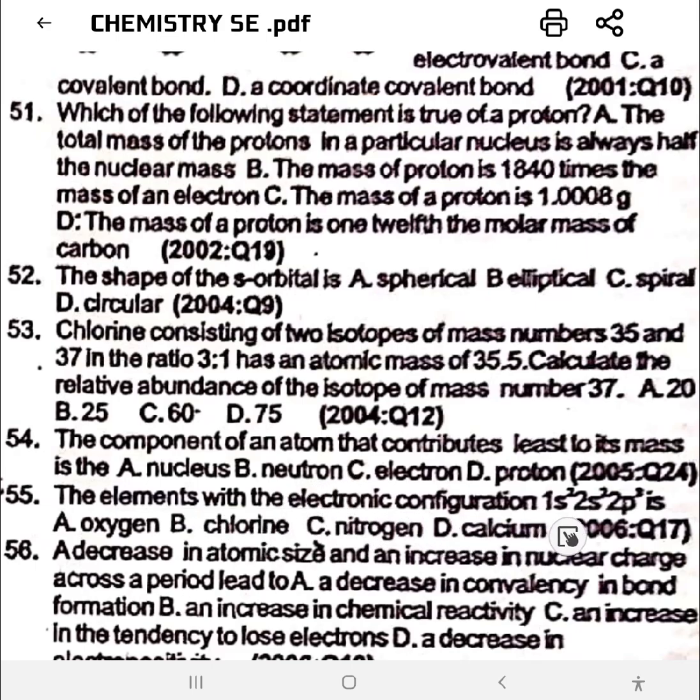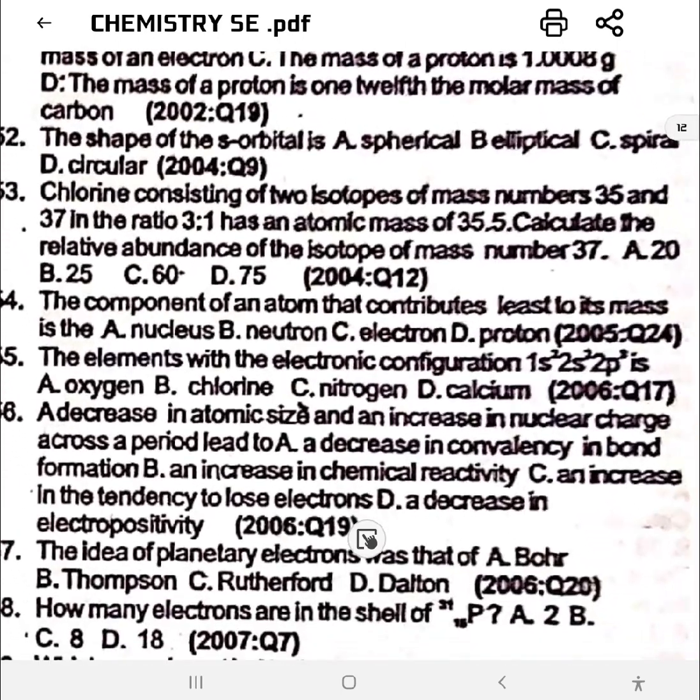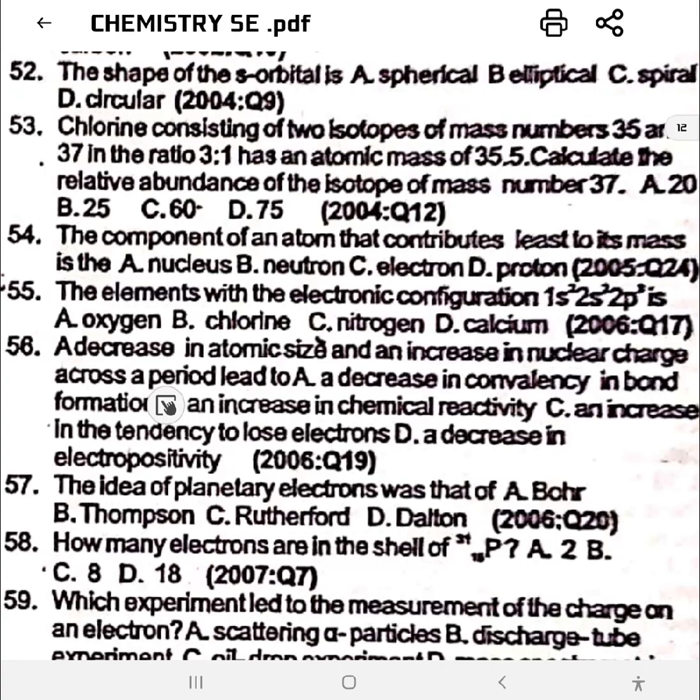55. The element with the electronic configuration 1s2, 2s2, 2p3 is option C, nitrogen. 56, we are going to stop at question 60. A decrease in the atomic size and an increase in the nuclear charge across a period leads to a decrease in electropositivity. 57. The idea of planetary electrons was that of Rutherford. 58. How many electrons are in the shell of this element here?